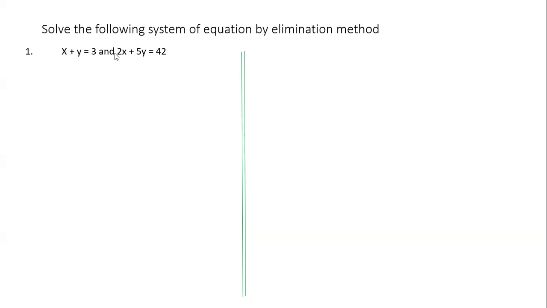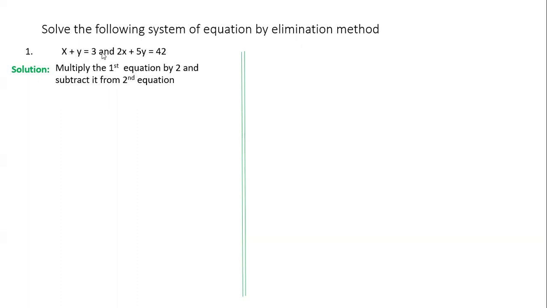If the constant in front of the variable is the same, then you can either subtract or add and cancel that particular variable, and you will be left with only one variable whose answer you can find automatically. So let us see what is to be done. Now see this. Start with the solution.